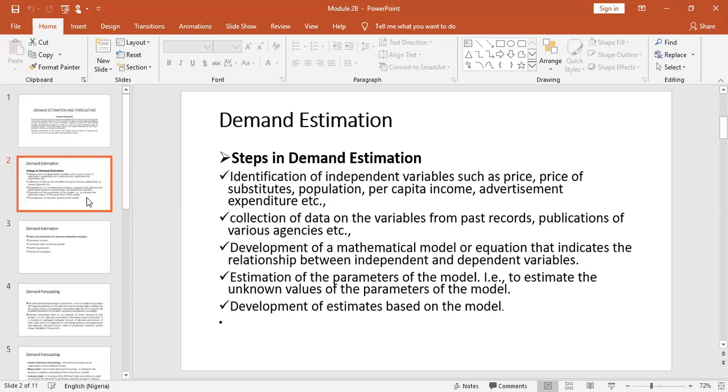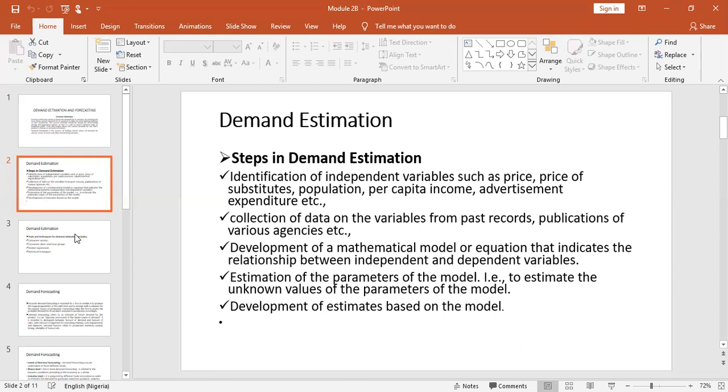Then development of a mathematical model or equation that indicates the relationship between independent and dependent variables. That means you're doing econometric modeling, and then estimation of the parameters of the model, i.e. to estimate the unknown values of the parameters of the model. Then development of estimates based on the model. This is the mathematical, or the statistical, side of it.